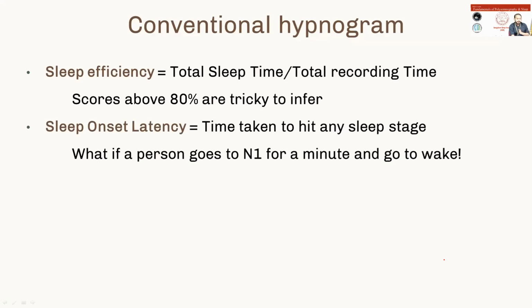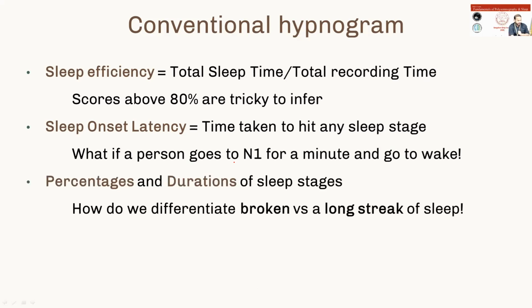As per the AASM manual, the time taken by the subject from lights out to the time the person hits any sleep stage is considered sleep onset latency. But I want to propose a hypothetical scenario where the subject goes to N1 sleep for one epoch, then is back to wake. As per the AASM manual, the latency will still be short. But just because of that one unstable epoch of N1, the person then spends a long time in wake, which is never captured in the metric we quantify, right? And again, the percentages and durations are all very gross measures. If our goal is to compare with the clinical population, yes, it makes sense.